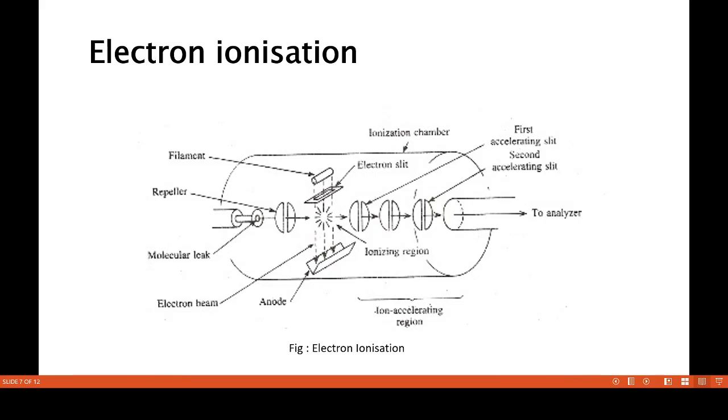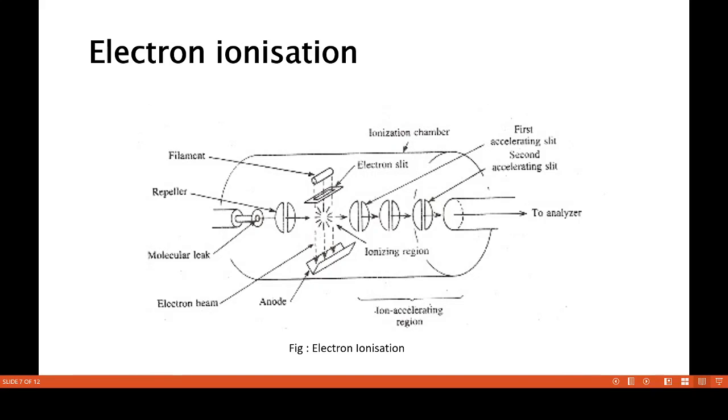In the ionizing chamber, 10 raised to minus 6 to 10 raised to minus 5 torr pressure is maintained. So this is about the construction and working of electron ionization.